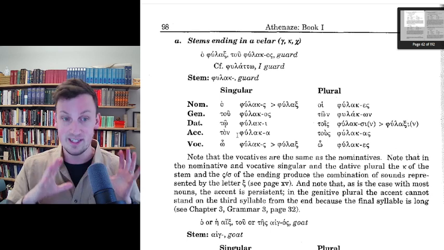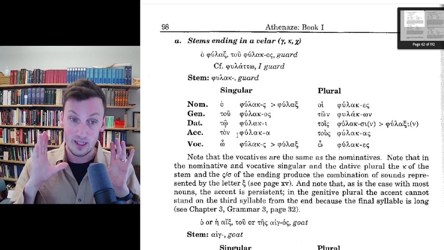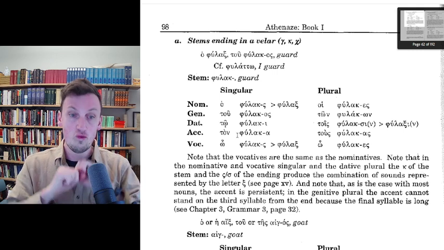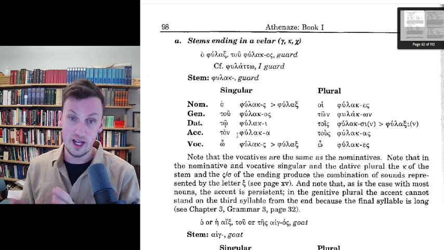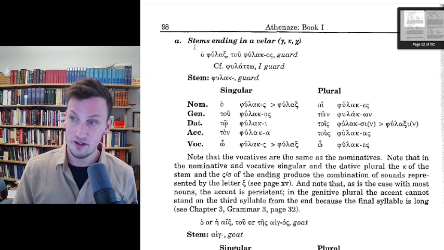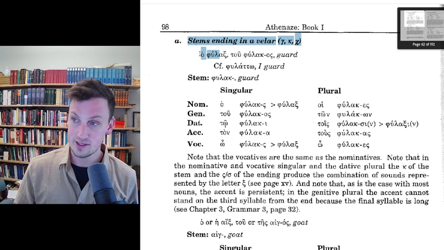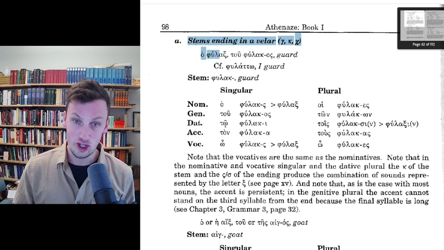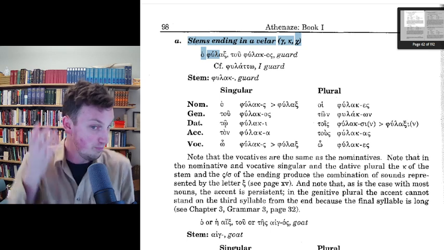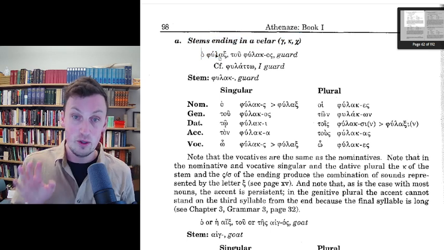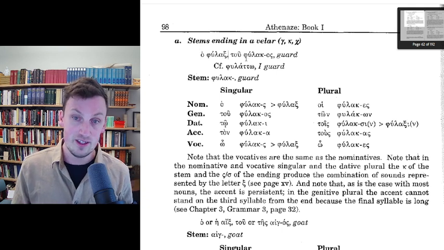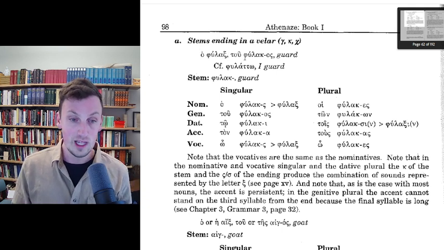They're going to look related, it's going to look similar, but it's going to be unpredictable. The rest of the noun is built off of the predictable stem. And to learn what that is, you look at the genitive. So look at the top of this page. Here's your dictionary entry: ho phulax. That's your nominative singular, so most common form probably, an important form. But that's not going to give you your stem. What's going to give you your stem is the genitive. The genitive is tou phulakos.